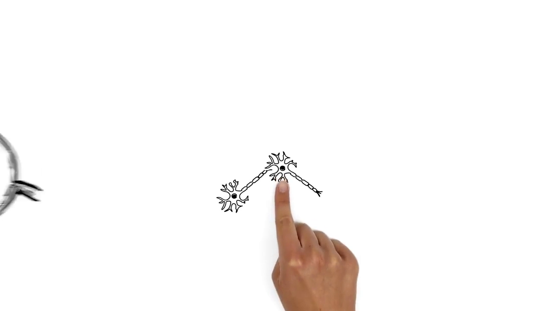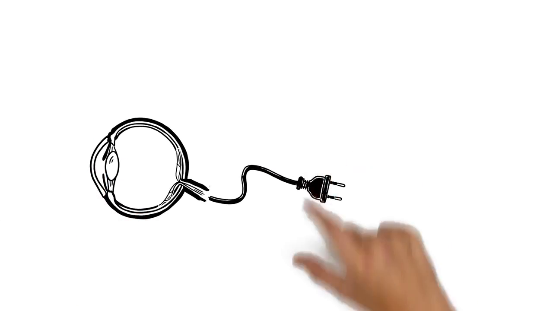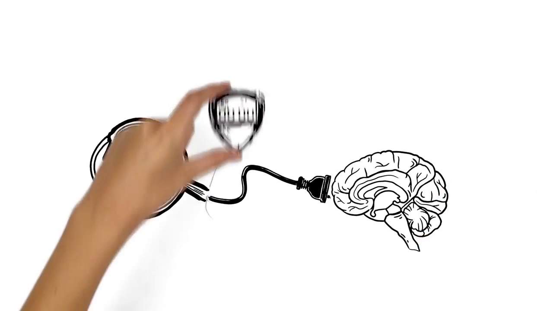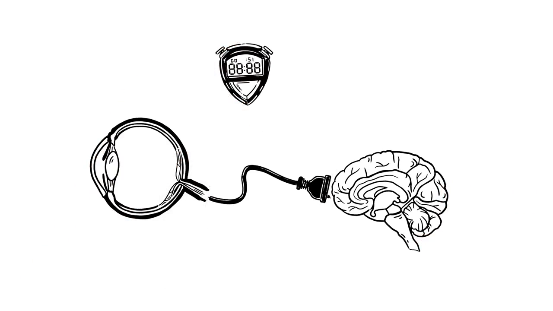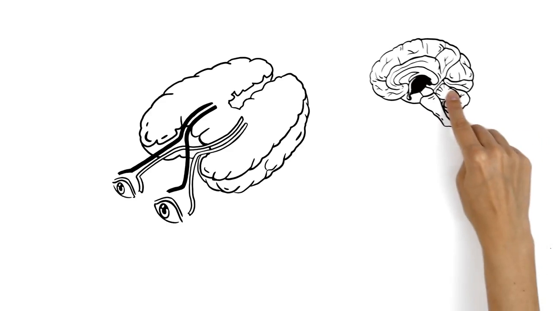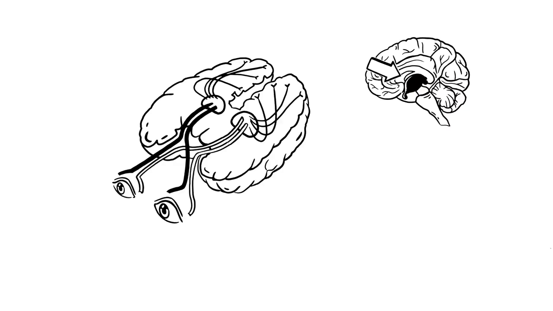The bundled tails of the nerve cells form the optic nerve. It's like a cable leading from the retina straight into the brain that transmits the signal almost instantaneously, important for things like driving a car. Because we have two eyes, we also have two optic nerves. These cross paths and travel from the inner brain through a kind of substation straight into the visual cortex.